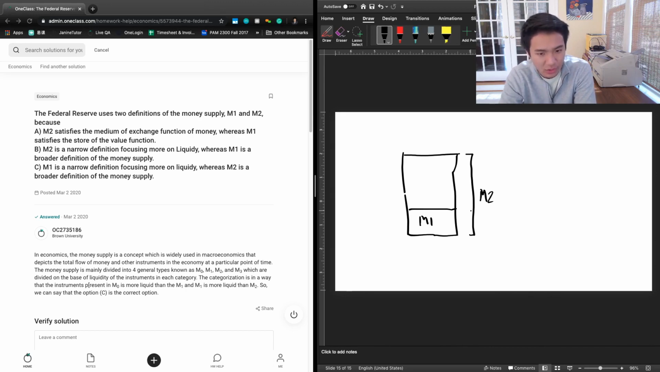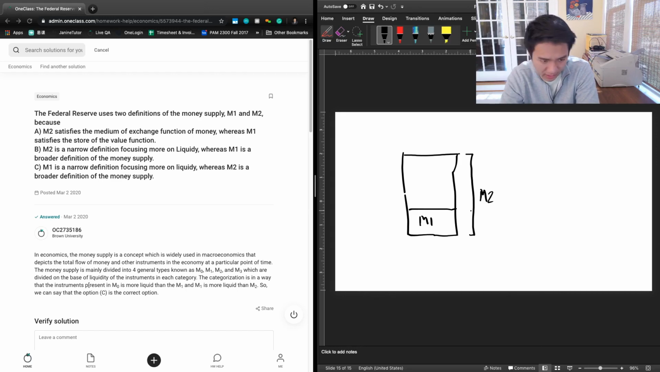So looking at the answer choices, if we know that M1 is more liquid, whereas M2 includes a range of less liquid types of money, then we're looking at answer choice C being the best answer here, right? M1 is a narrow definition focused more on liquidity, whereas M2 is a broader definition of the money supply. So that's going to be our best answer there. And so let's take a look at the answer that the previous tutor gave.